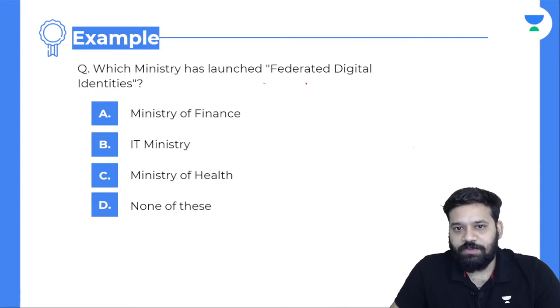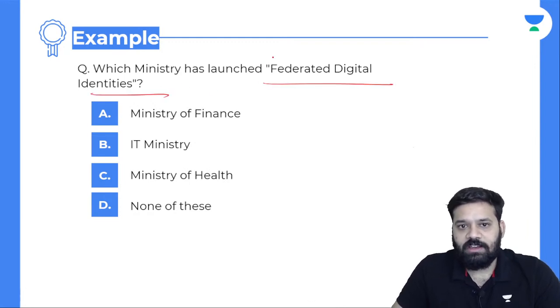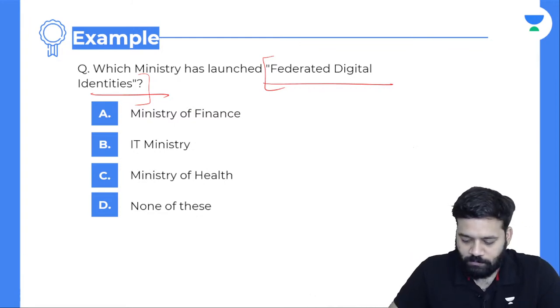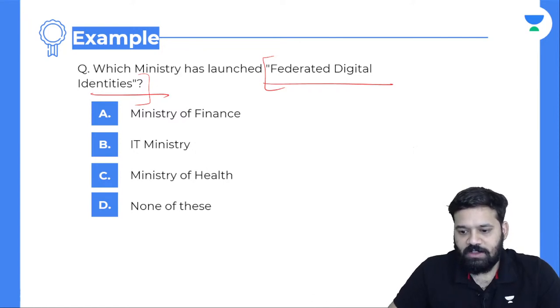Himanshi, next question. Which ministry has launched Federated Digital Identities? Which is that ministry which has launched Federated Digital Identities? Is it Ministry of Finance, IT Ministry, Ministry of Health or none of this? Federated Digital Identities.